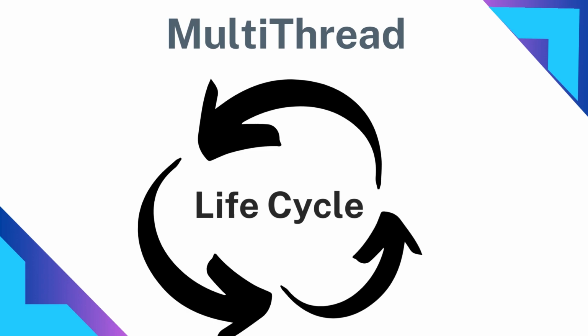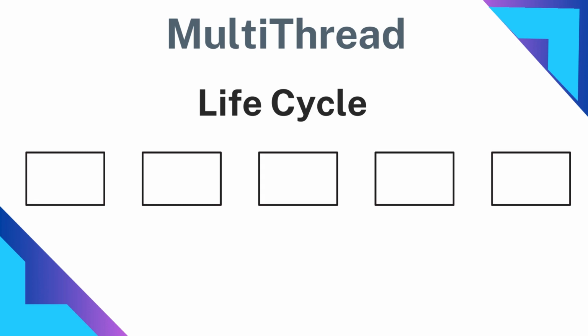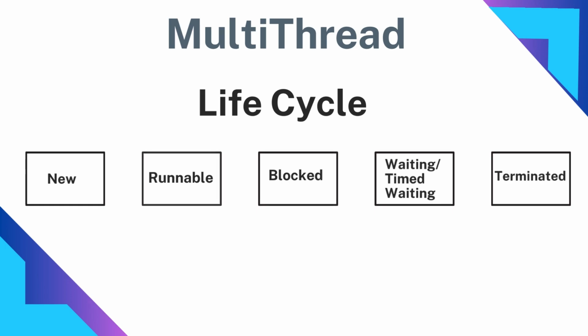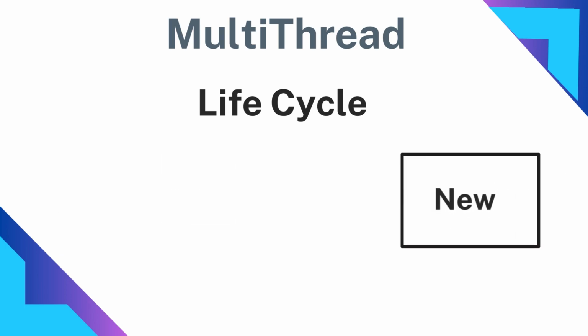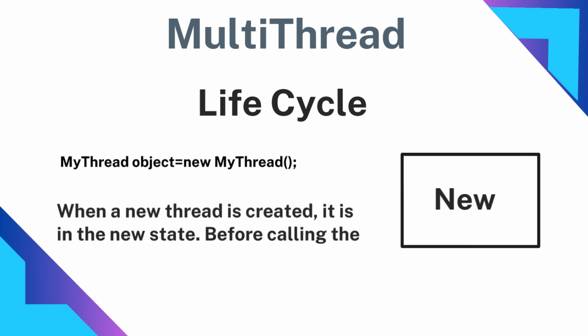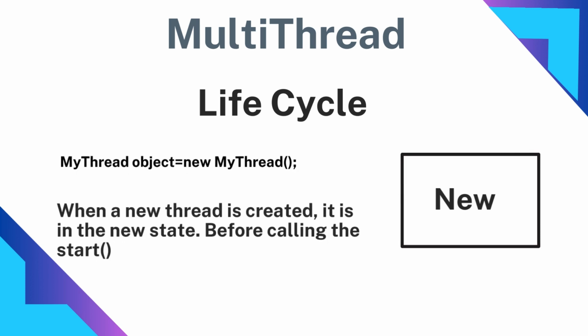Let's see the life cycle of threads. There are different states of threads: new, runnable, blocked, waiting, timed waiting, and terminated. New thread means that when you are creating a thread, in programming terms you are creating an object for a thread, and that is the new state. Before invoking start on the thread, it is in the new state.